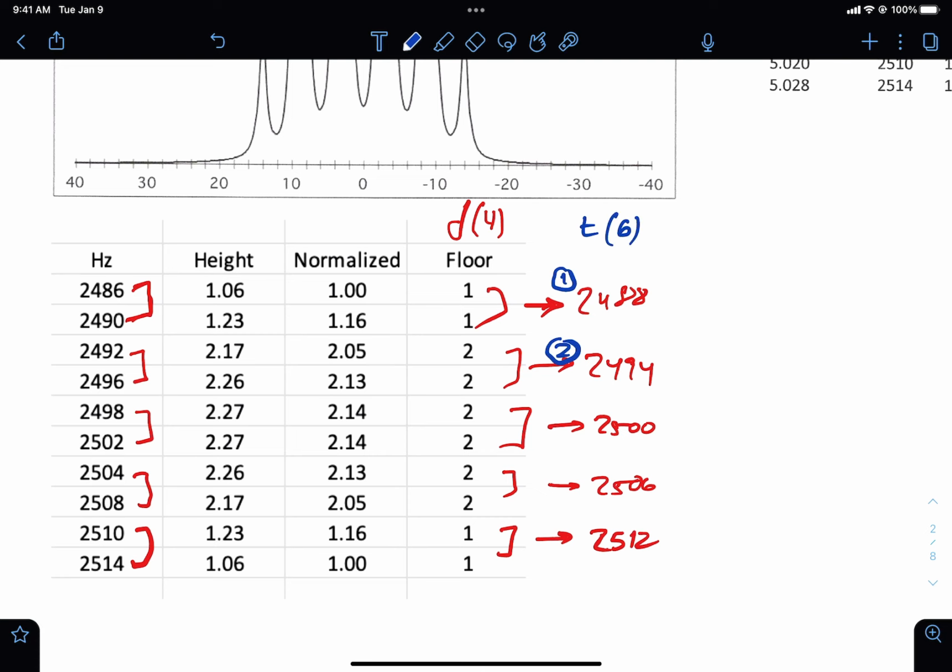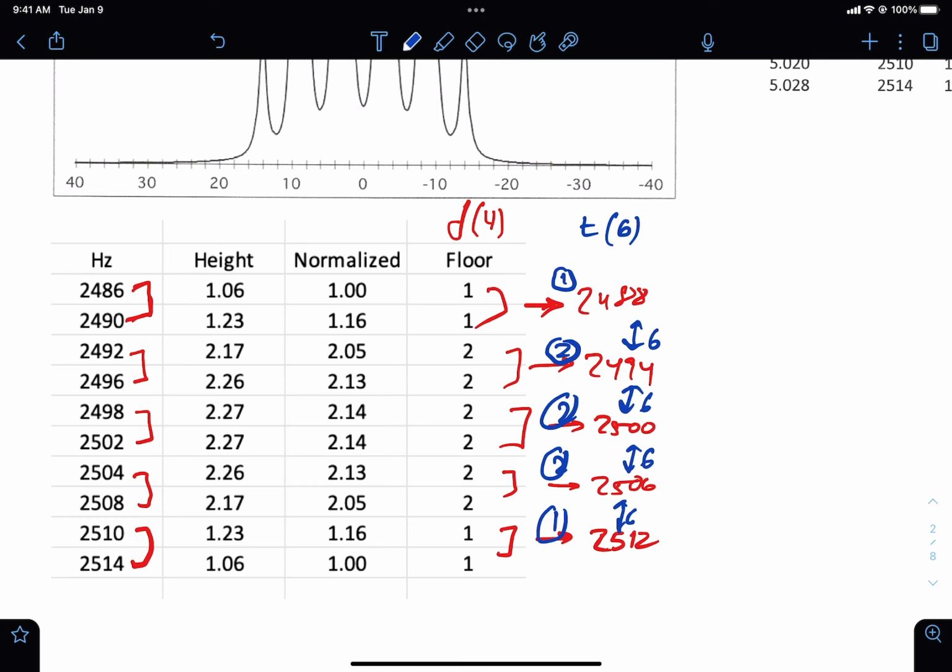And here again, it's a little bit tricky, but this is how it works. Notice that we have 2488, which is 1, 2494, which is 2, and that's a separation of 6. And then we have 2494 to 2500, and that's a separation of 6. Then we have 2500 to 2506, and that's 6, and 2506 to 2512, and that's 6. Well, these are 2s, and these are 2s, and these are 1s.